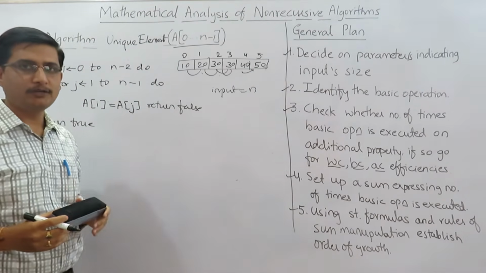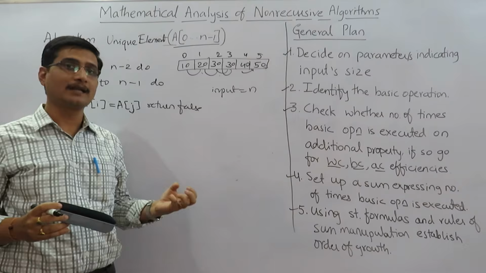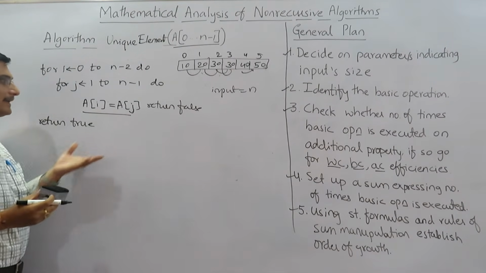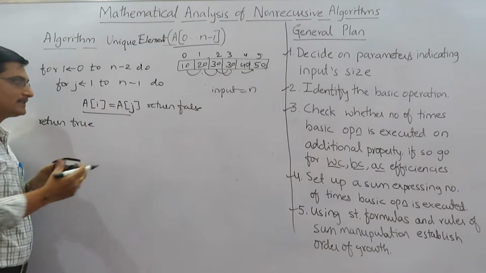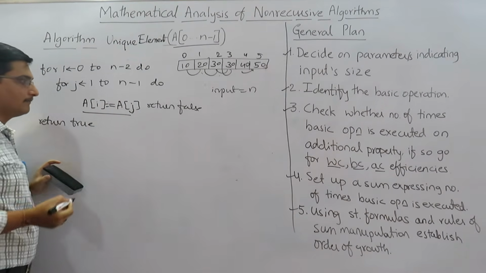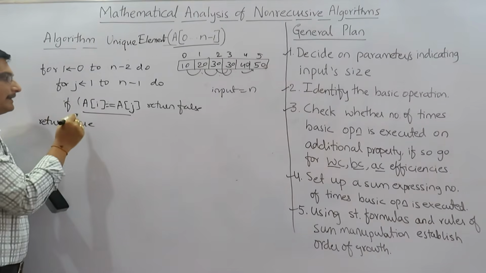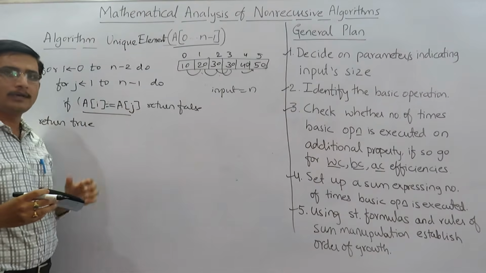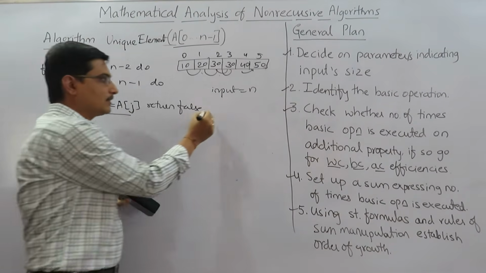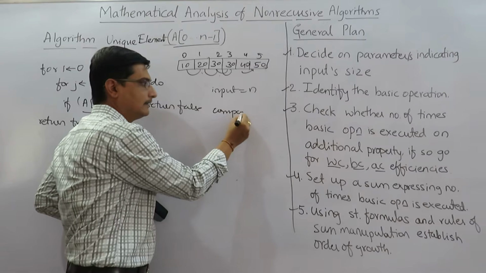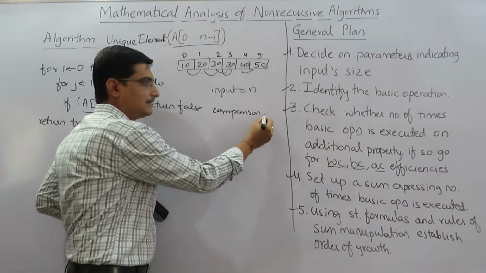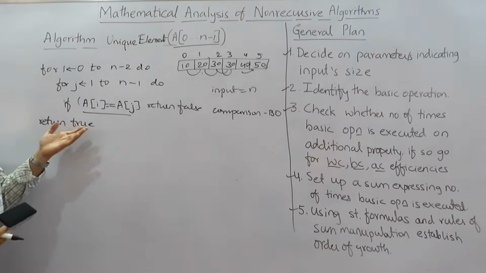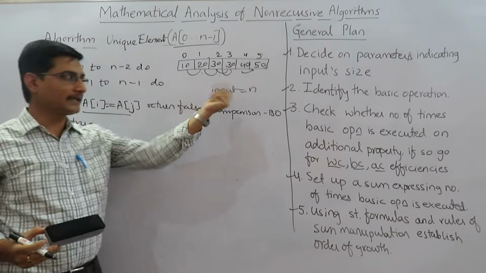Second, we need to find the basic operation, which will be there in the innermost loop. So which is the operation in the innermost loop? That is again comparison, whether A of i is equal to A of j. It is not assignment. That is the comparison. So comparison is the basic operation. Now the second step is over.